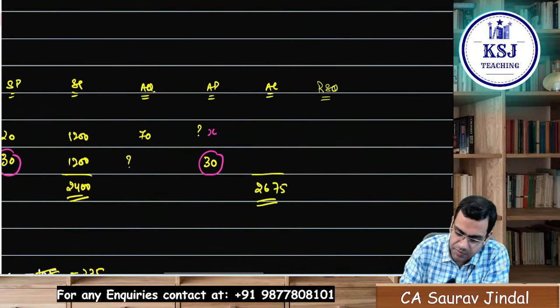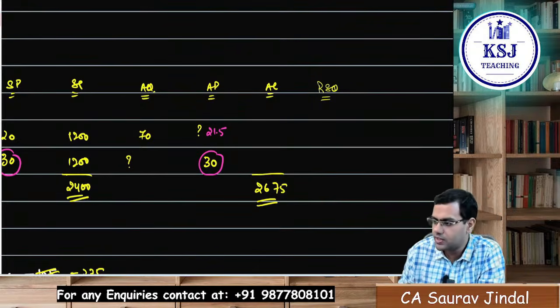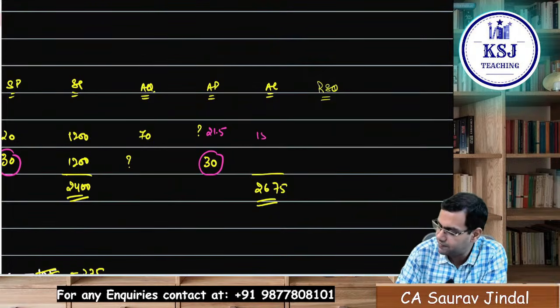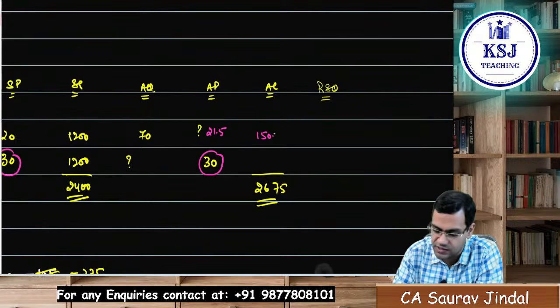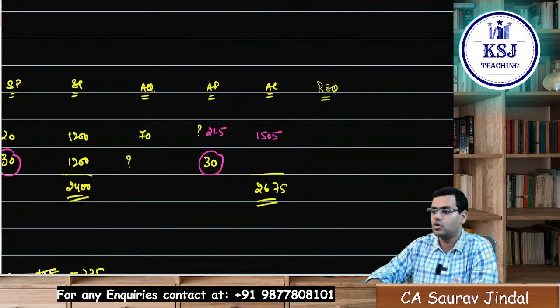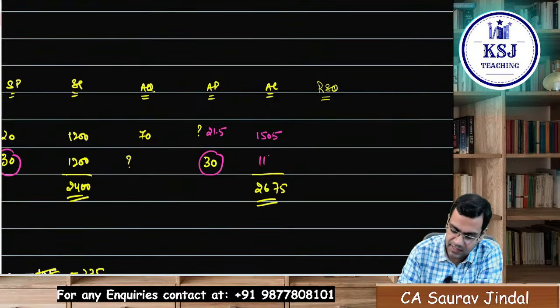So that means this price we have calculated as 21.5. Right? What is the actual cost now? 70 multiplied by 21.5, that is 1505, sorry. 1505. Right? What is the total actual cost for B now? 2675 minus 1505, that comes to 1170.